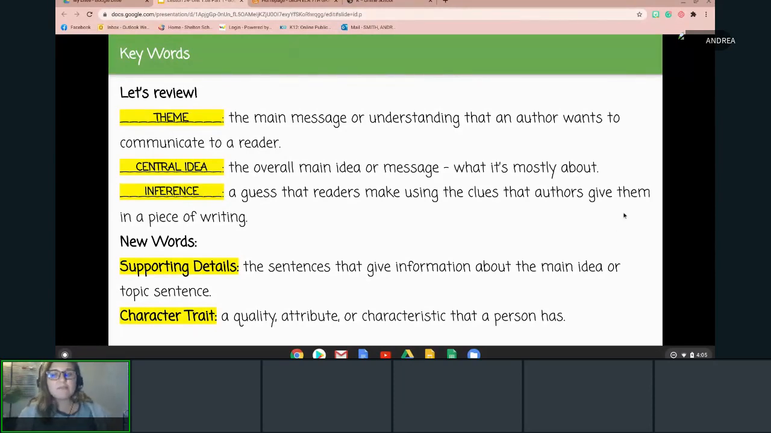Some words we learned on Monday were supporting details. A supporting detail is the sentences that give information about the main idea or topic sentence. A character trait is a quality, attribute, or characteristic that a person has, which the story we read on Monday, the whole story surrounded the character trait of goodness. So what happens to good people? With both the stories we learned from the Ant and the Bachelor, very different things happen to good people based off of their experience.